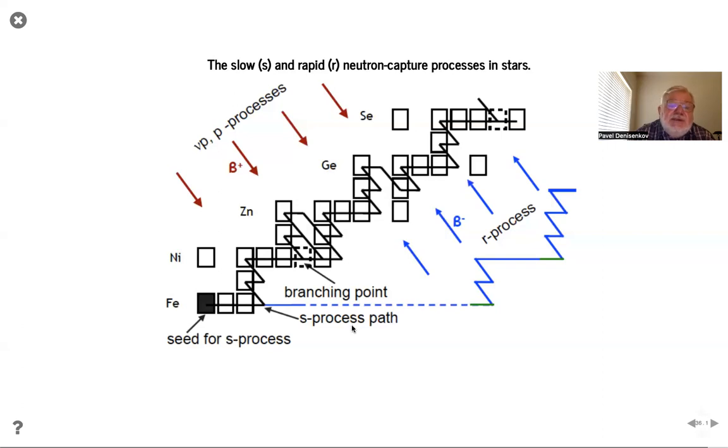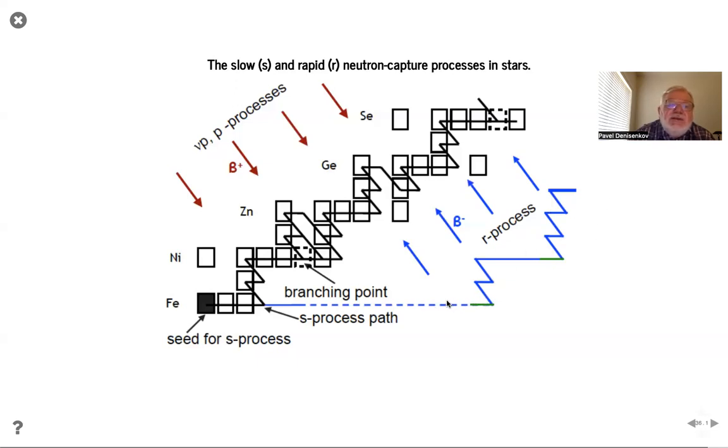But if neutron density is much higher, of the order of 10 to the 20 neutrons per cubic centimeter, then even these unstable nuclei can still capture neutrons because of the high concentration of neutrons. And this neutron capture process can reach the neutron drip line. And this is how the r process, rapid process of neutron capture, goes. It goes close to the neutron drip line.